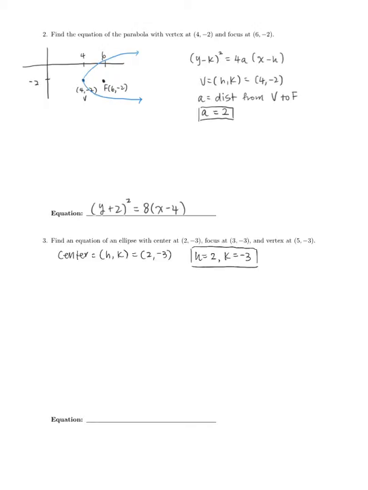Okay, now a, little a, is nothing but the distance from center to vertex. So again, a is the distance from center to vertex. So it looks like a must equal 3.